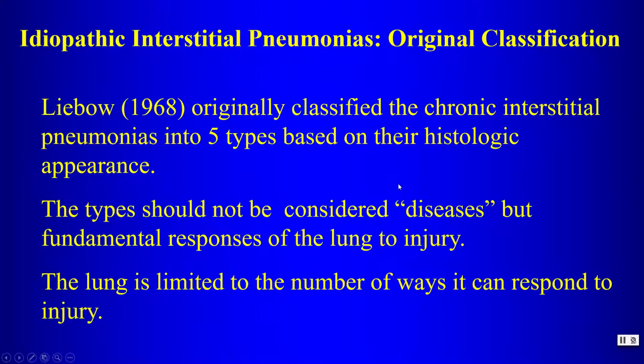So the original classification of the idiopathic interstitial pneumonias goes back to Liebow, and he thought of these entities, these chronic interstitial pneumonias. He at first divided them into 5 types based on histologic appearance, and he did not think of these as separate diseases, but as fundamental responses of the lung to injury. So the lung was limited in the way it could respond to injury, and these patterns, regardless of the etiology, then reflect these limited responses of the lung to injury.